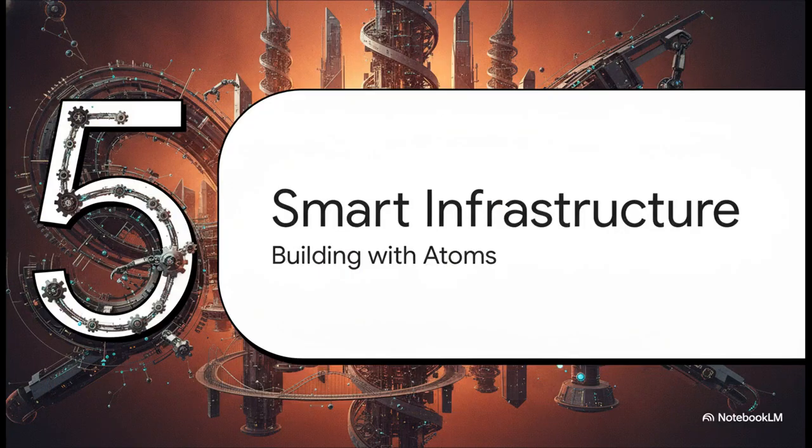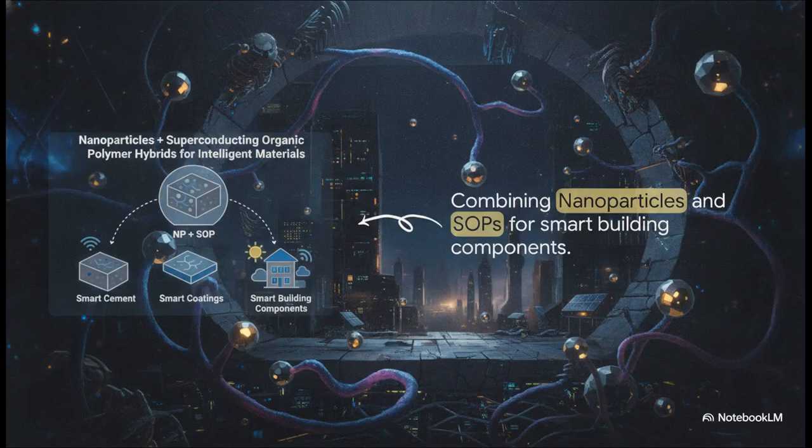All right, Section 5, Smart Materials and Infrastructure. Let's zoom all the way back out to the macro scale. How do we take these unseen, microscopic chemical miracles and apply them to the physical cities, roads, and buildings we interact with every single day? And this brilliantly illustrates the solution, an incredible hybrid. By embedding highly conductive, super flexible, superconducting organic polymers with advanced nanoparticles, we can stop treating concrete and steel like they're just dumb heavy weight.